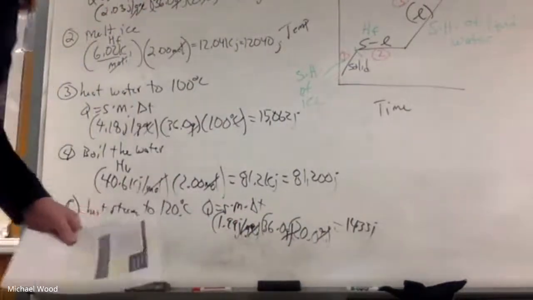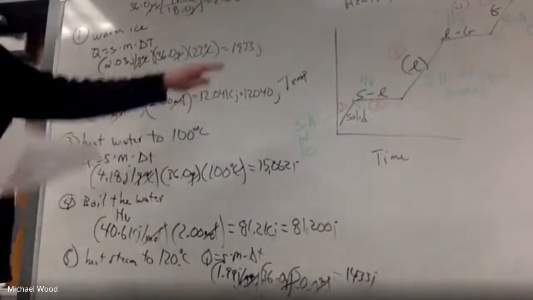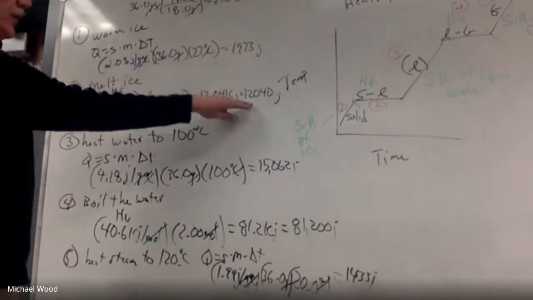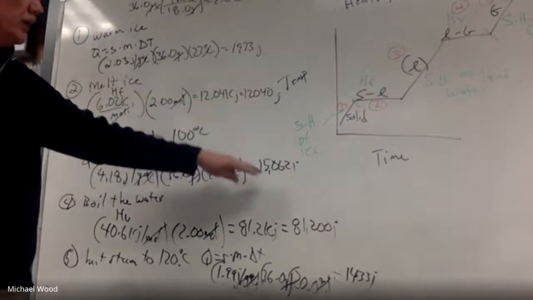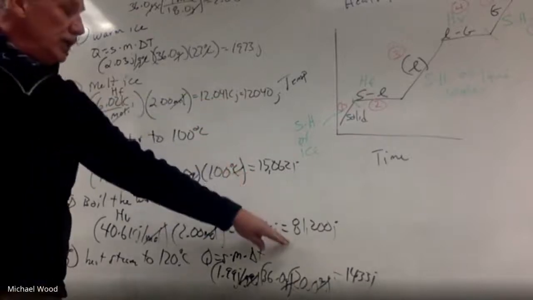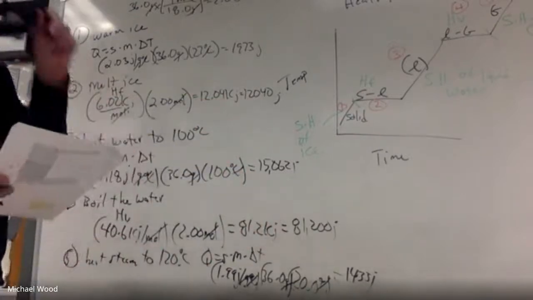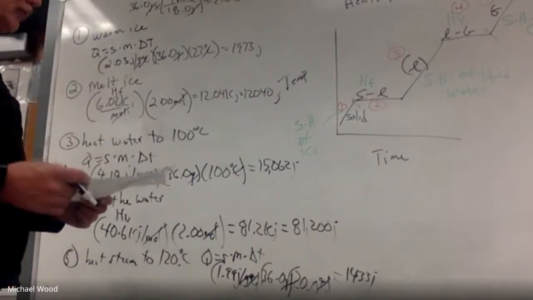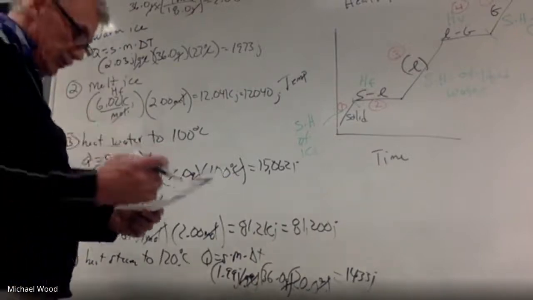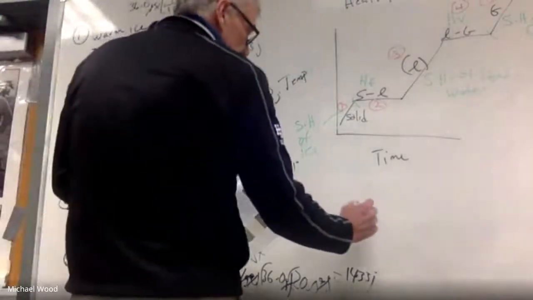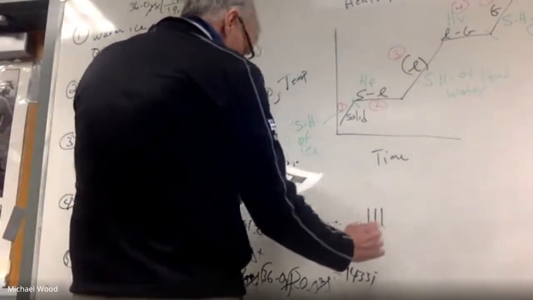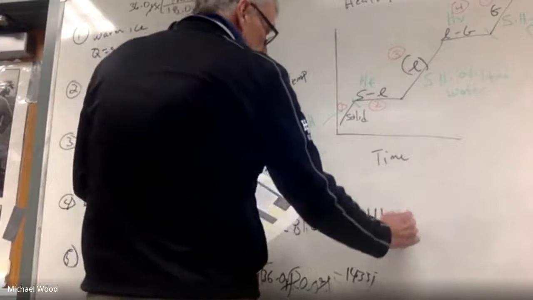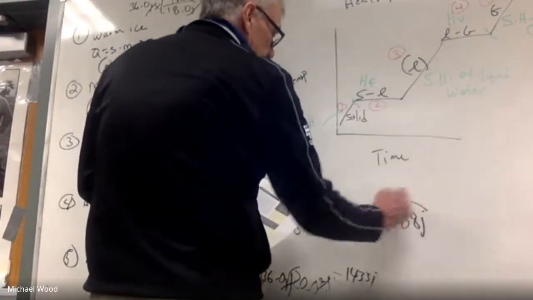Okay, so now I'm going to go back and I'm just going to add all these numbers up. So I'm going to add up the 1973, the 12,040, the 15,062, the 81,200, and the 14,333. Remember, when we add, we base it off the fewest decimal places. So what I get here, my final answer is 111,708 joules.